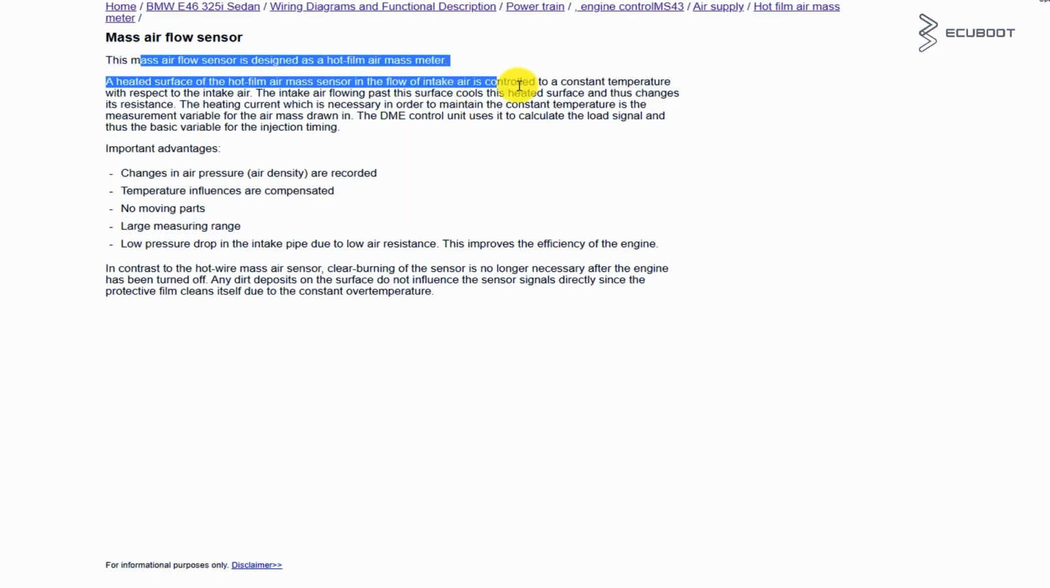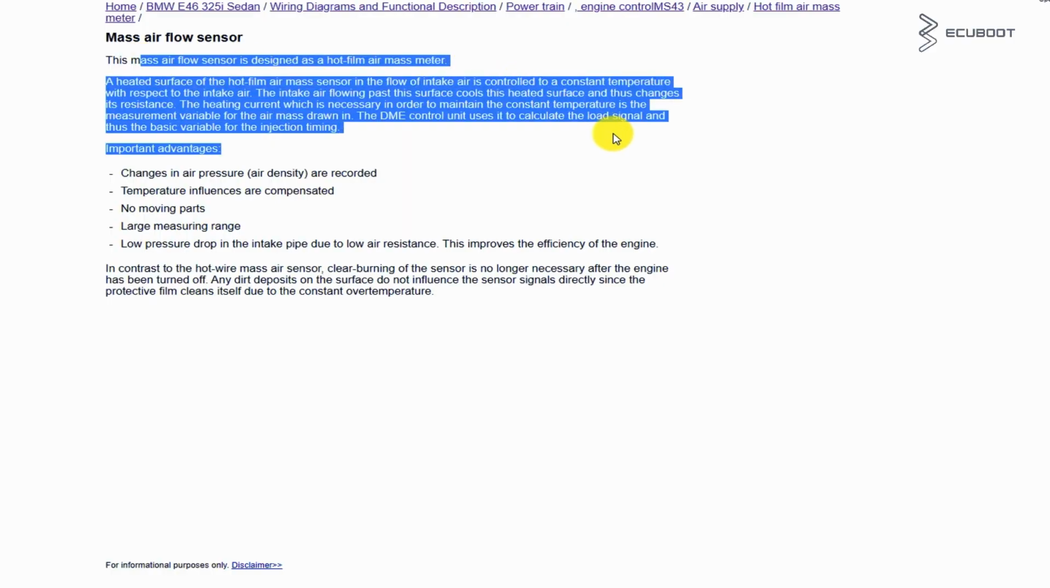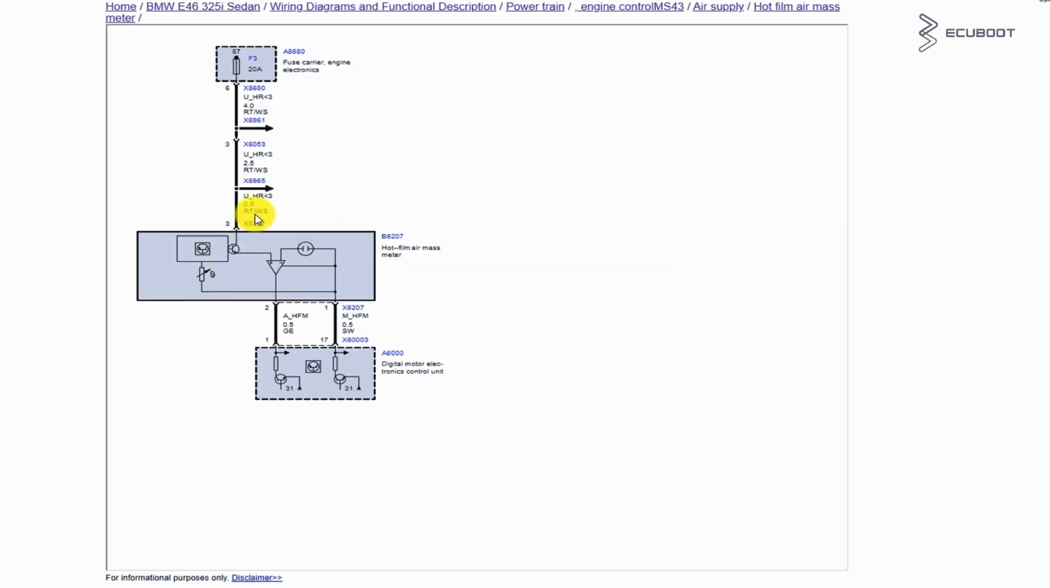For your information, this is a hot-film air mass type of sensor. As we can see in the wiring diagram, this sensor has 3 wires. The third is power. The second is signal. And the first one is ground.